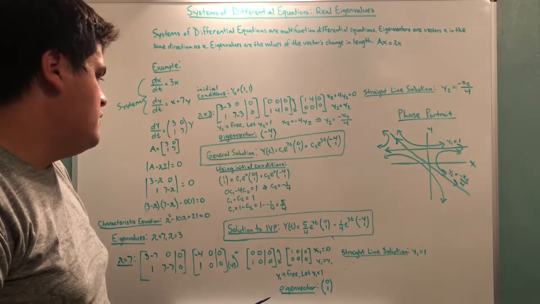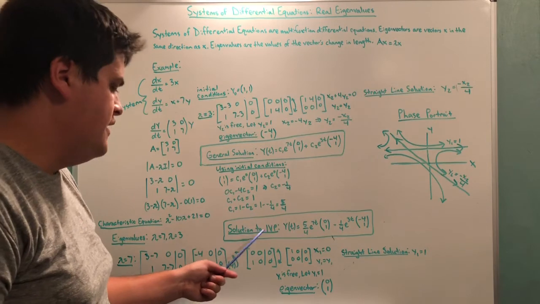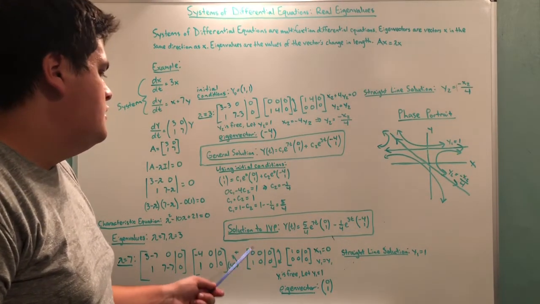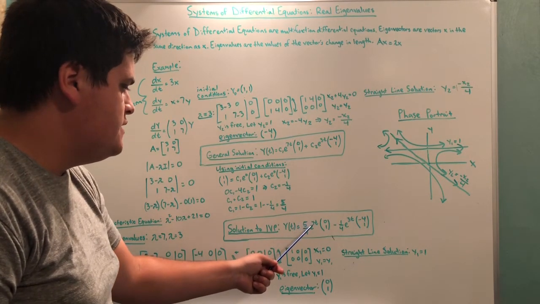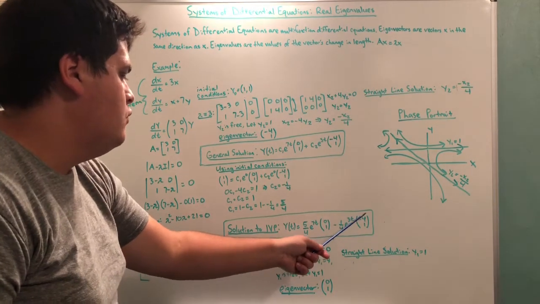So now using these c1 and c2 values, we substitute them in to get our solution to our IVP. IVP just means initial value problem. So our solution is y of t is equal to 5/4 e to the 7t times 0, 1, minus 1/4 e to the 3t times negative 4, 1.